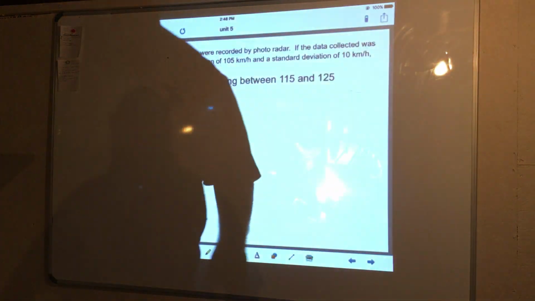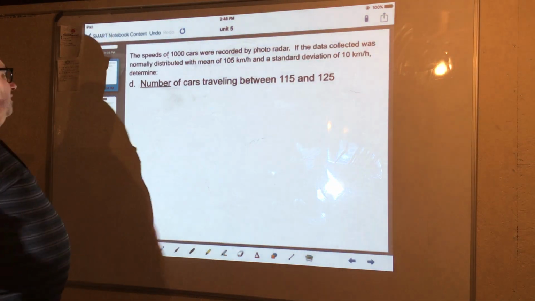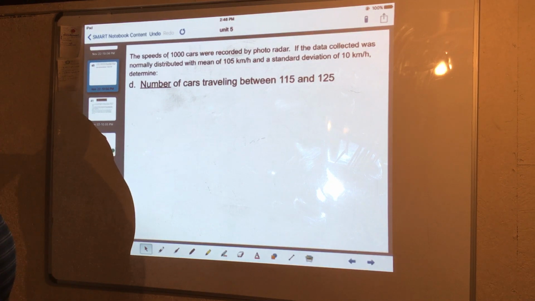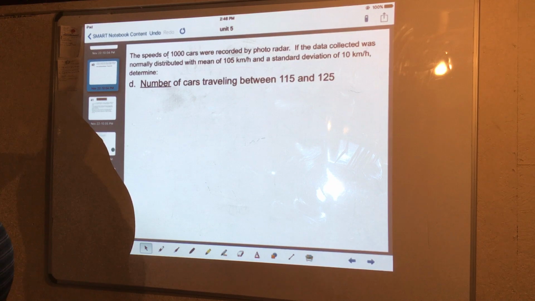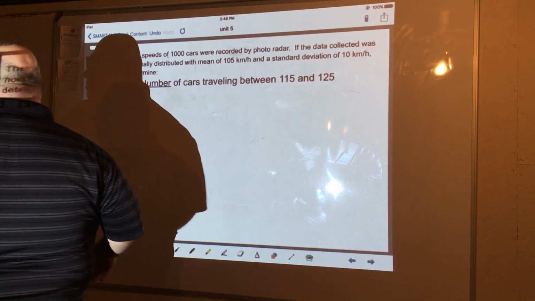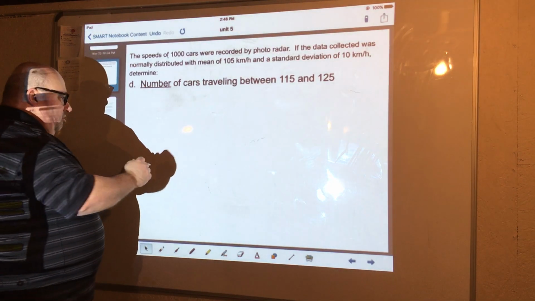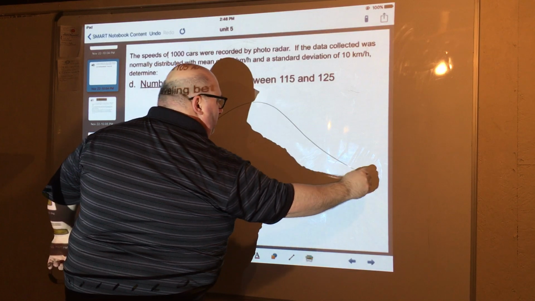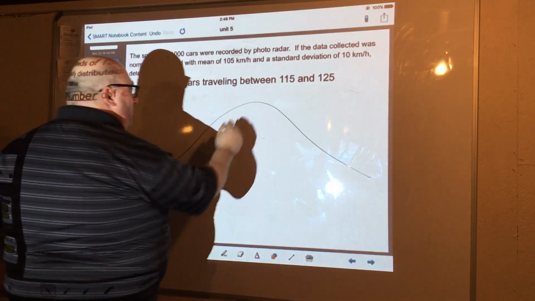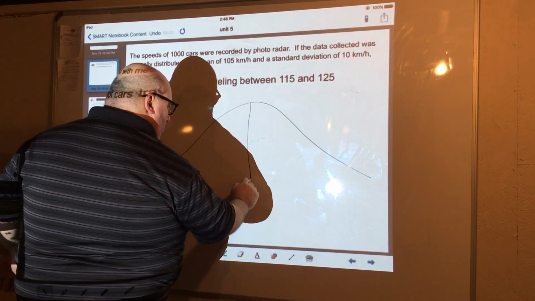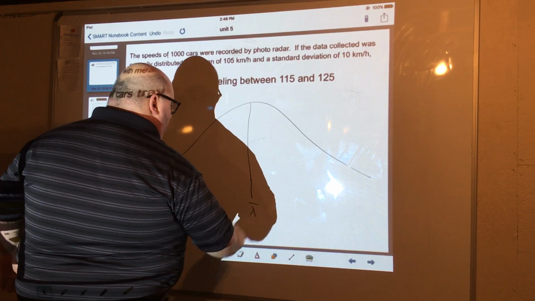All right, just to review, this is section 5.4, I think it is, for normal distribution, Foundations Math 20. So we were looking at normal distribution. Whenever we do normal distribution, we need to draw out our bell curve, right? In the middle, this will be our mean.